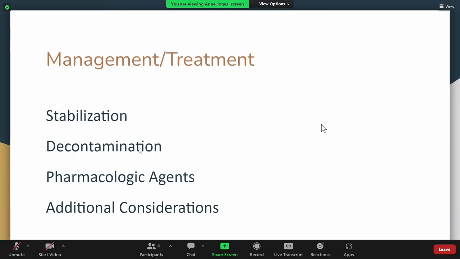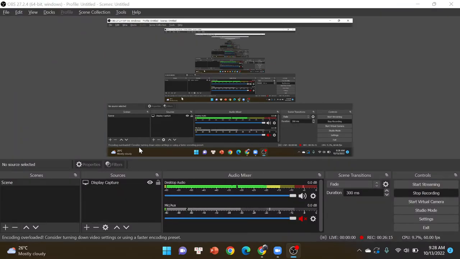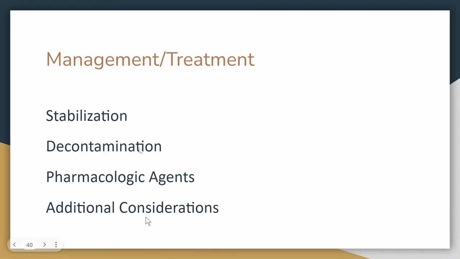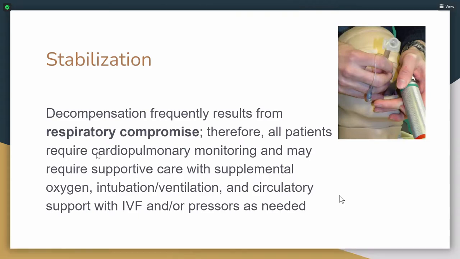So our management and our treatment, we have to stabilize patients, decontaminate patients, give drugs, and then there are some additional considerations. So stabilizing them, decompensation frequently results from respiratory compromise. So we have to get a full set of vital signs on them right away, consider intubating them, ventilating them, and consider giving them IV fluids and pressors as needed. A lot of them need oxygen.